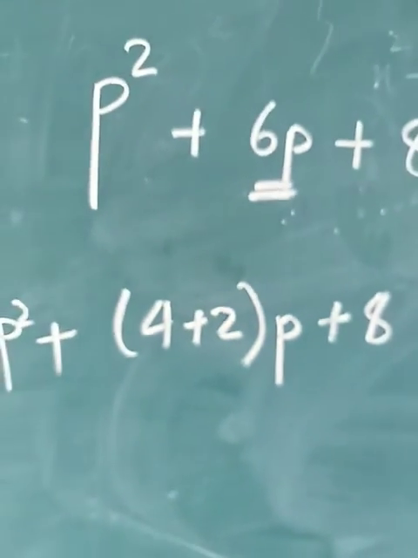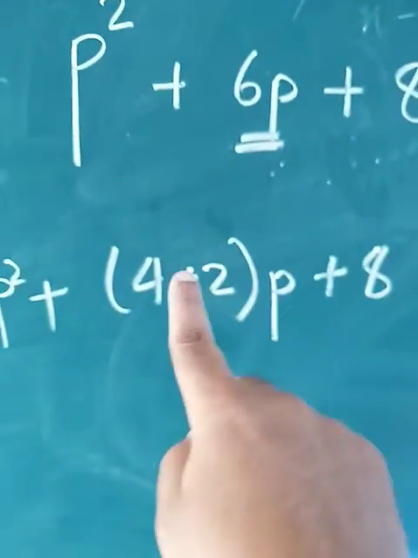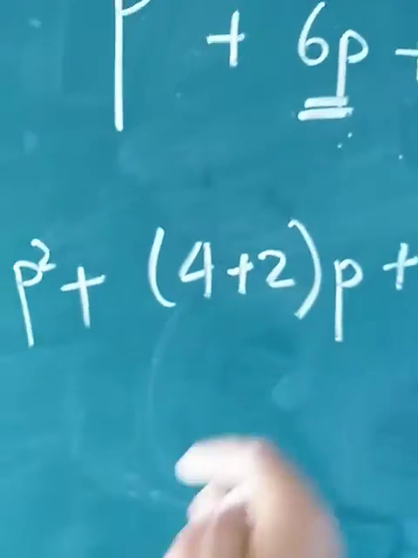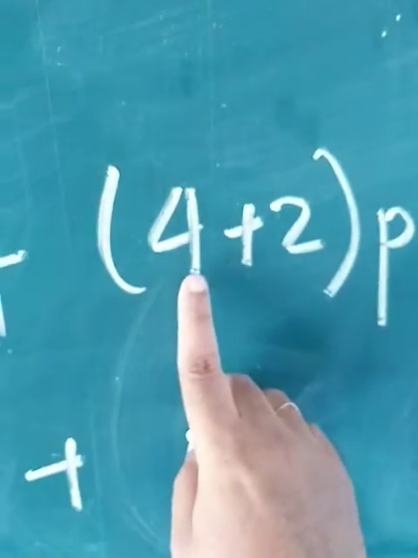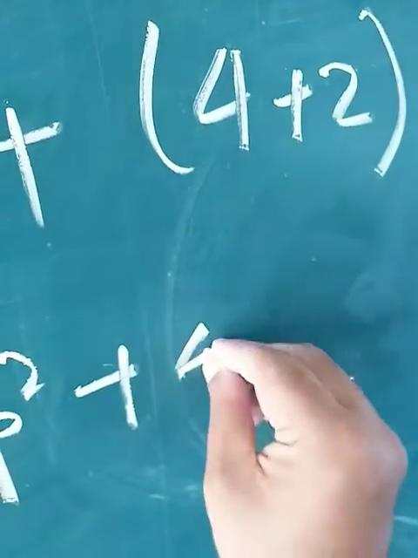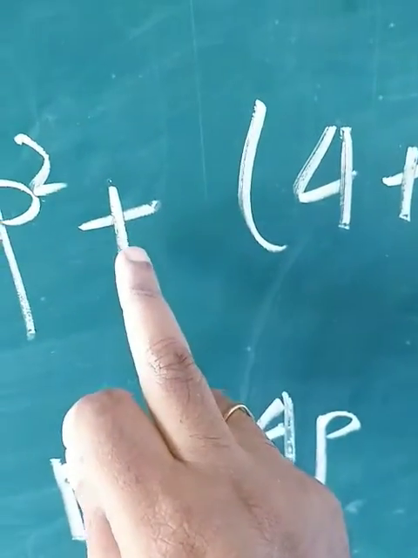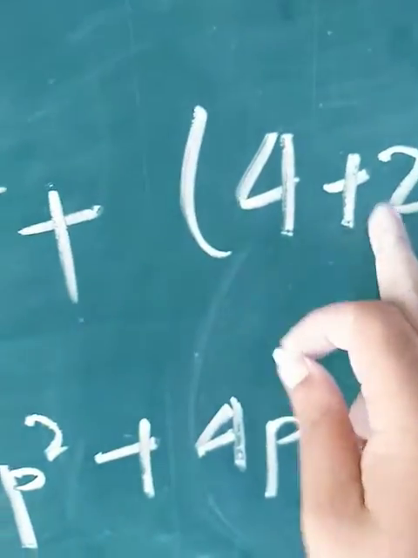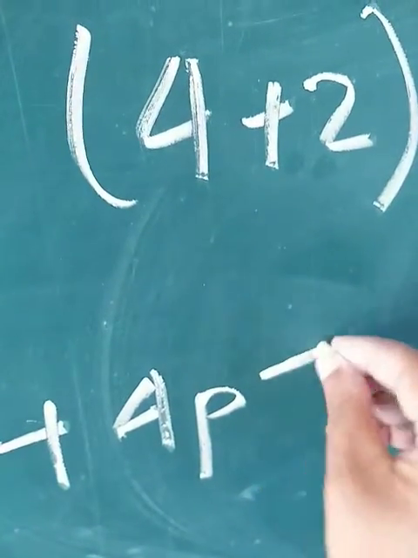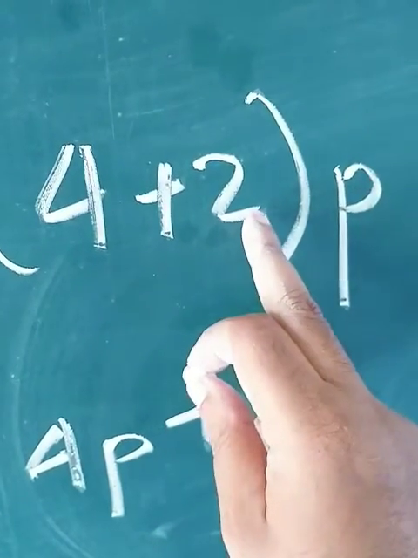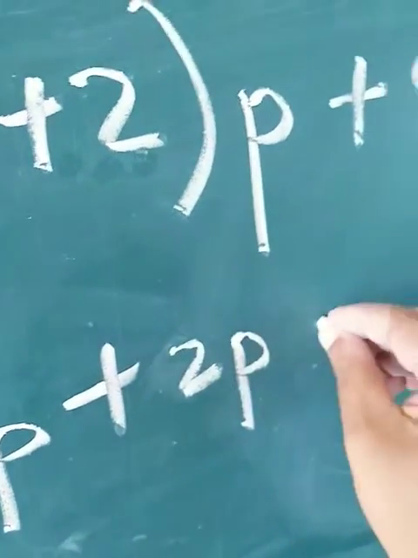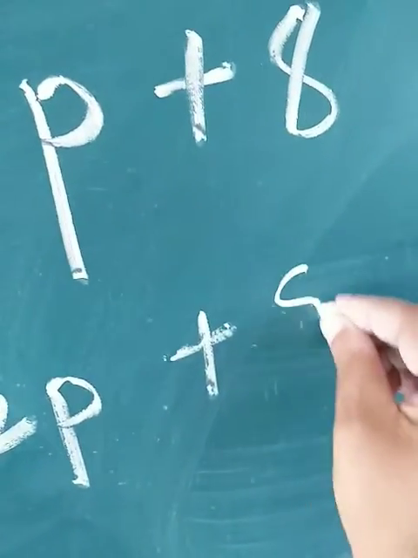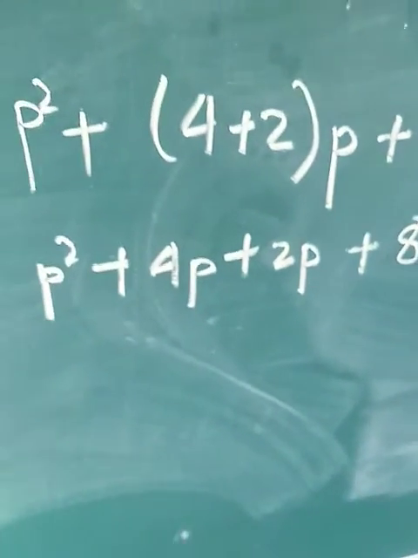See how I have written 6p. In place of 6p, I have written 4p plus 2p. Now I will open the bracket. When you open the bracket, you will multiply 4 with p, that is the number with the coefficient. You will multiply this sign with this sign, that is plus, plus is plus. Again you will multiply this 2 with the coefficient, that is 2p, and then finally you will write 8. I hope you have understood how I open the bracket.